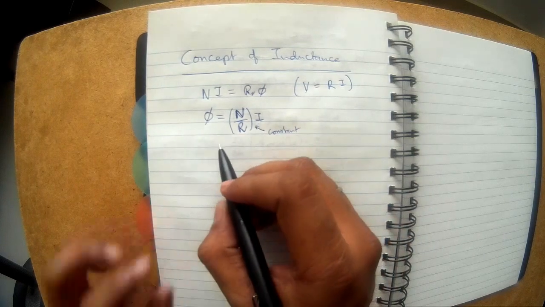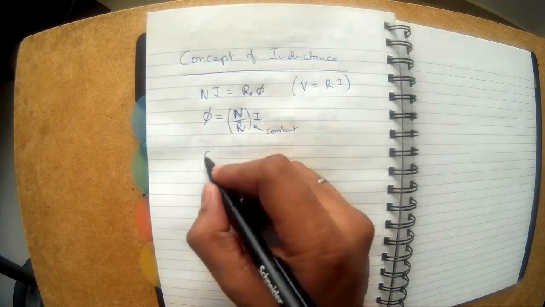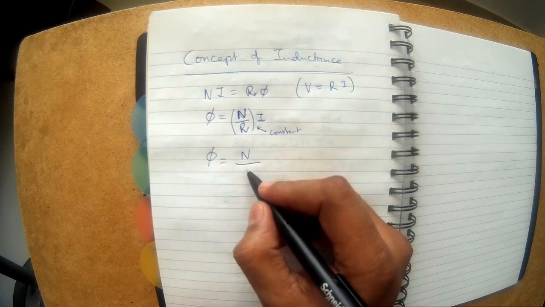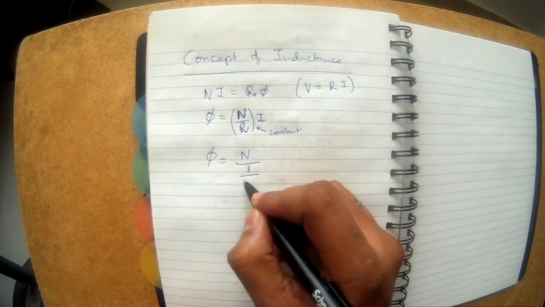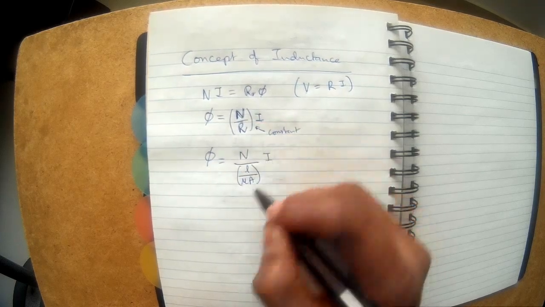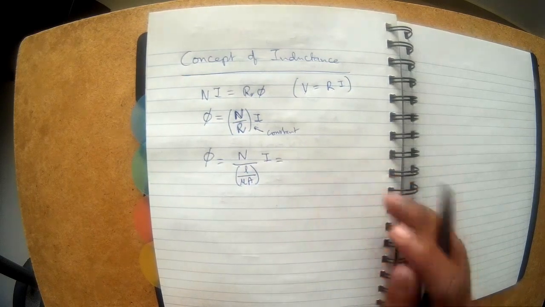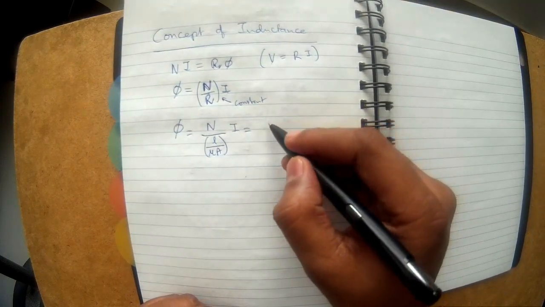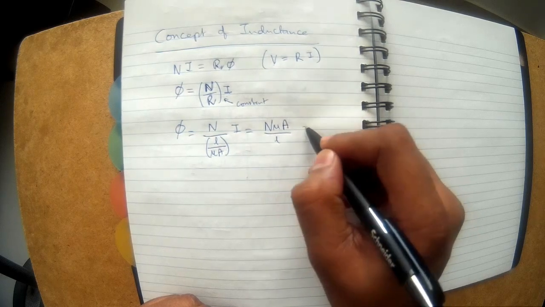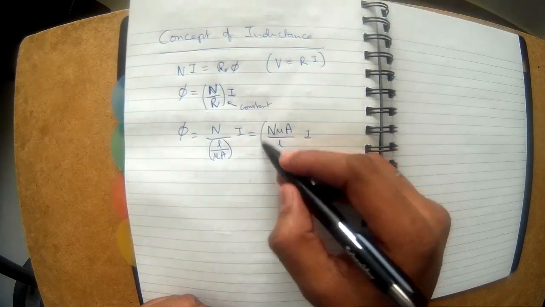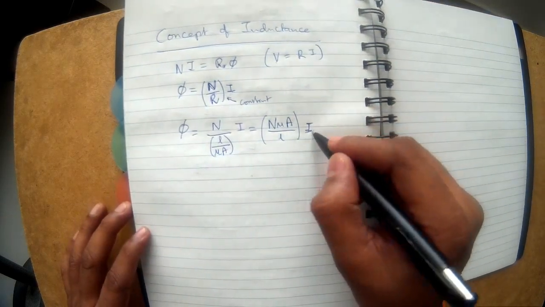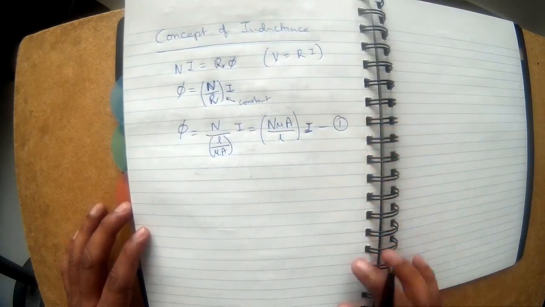Now what I want to do is further expand this. So this N is as it is. Now reluctance is nothing but L by mu into A. So this is just substituting the value of reluctance, which gives flux equal to N mu A divided by L into I. Okay. So again this quantity is constant. Now let's call this equation 1.